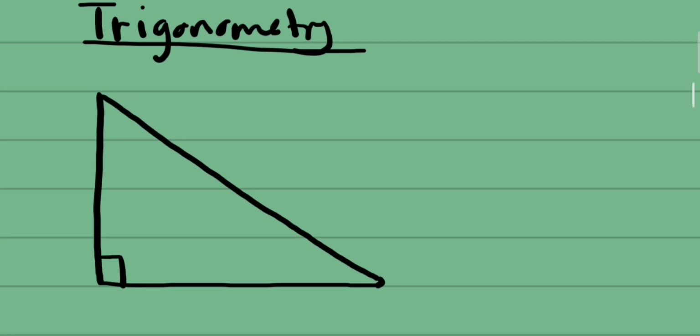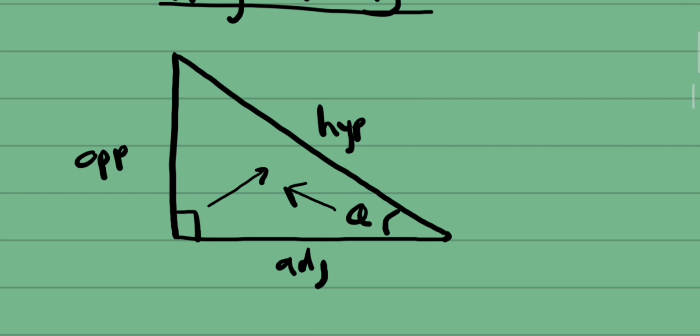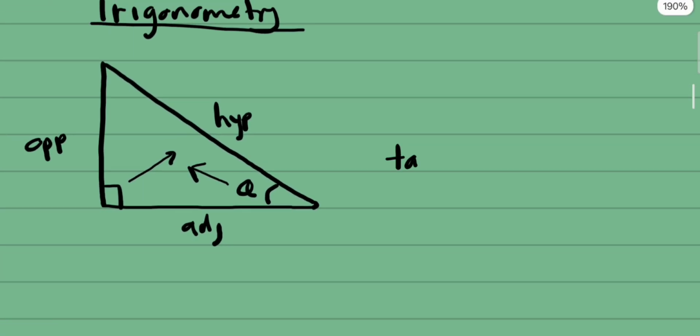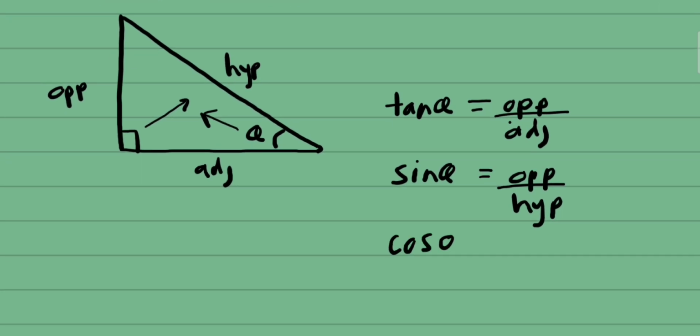If you have a right angled triangle, the side that is opposite the 90-degree angle is our hypotenuse. Let's say we had an angle theta here, this would be the adjacent, and the side that is opposite this theta will be our opposite. And so we can use tan theta as opposite over adjacent, sine theta as opposite over hypotenuse, and lastly cos theta as adjacent over hypotenuse. And that is for right angle triangles.